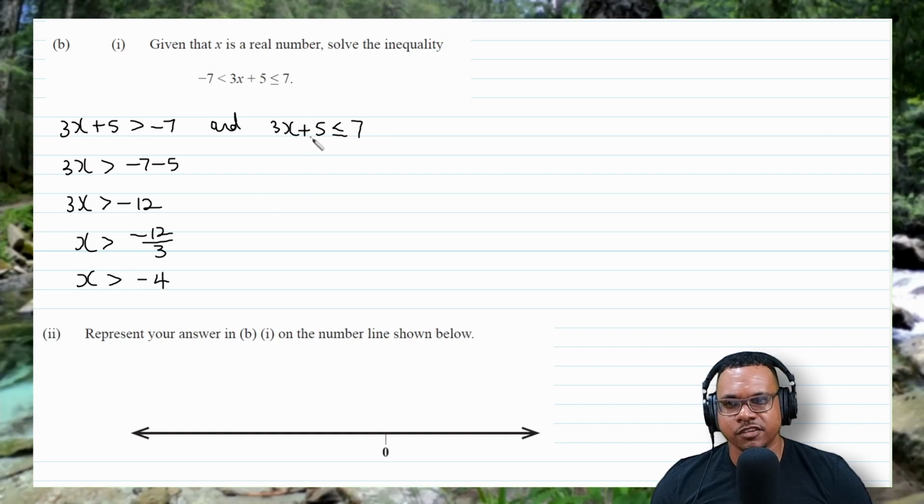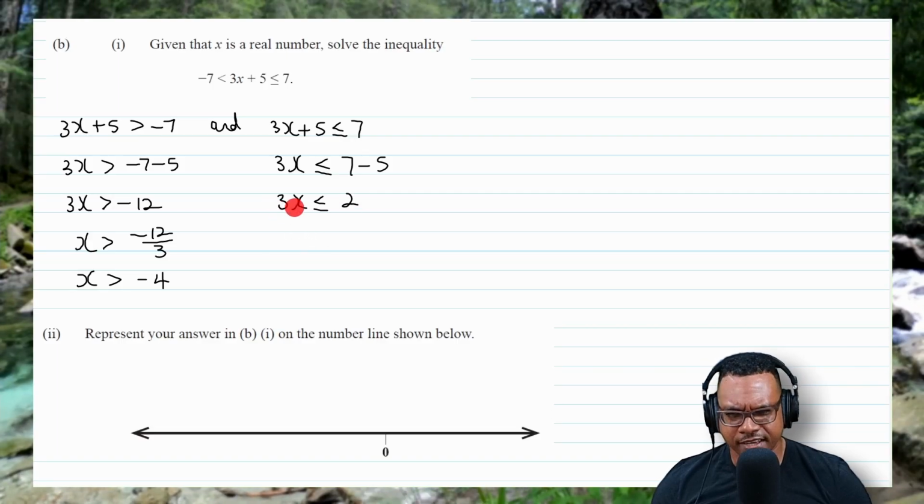So now same thing for this one, transfer the positive 5 across and it'll turn to negative 5. So we have 3x is less than or equal to 7 take away 5. So 7 take away 5 is 2, so we have 3x is less than or equal to 2. Since this is 3 multiplied by x, when we transfer 3 across the inequality sign, the operation will change to division. So we have x is less than or equal to 2 divided by 3. And these are your answers. x is greater than negative 4 and x is less than or equal to 2/3.